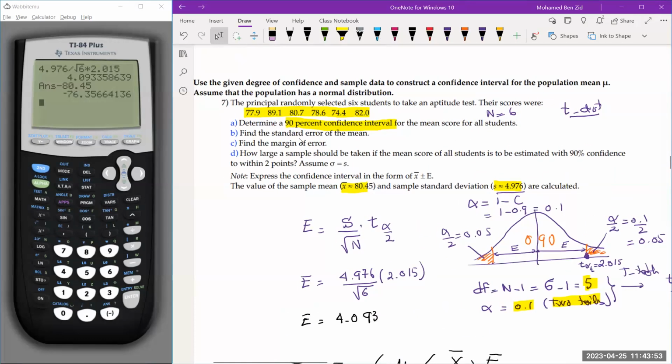And I think that's question A. So A is good, right? Determine the standard error of the mean. So the standard error of the mean, we did it already. That's S, and I showed you how to do it. Also given here is 4.976. The marginal error is done already. The marginal error, that's E, and E is going to be 4.093. We got it.